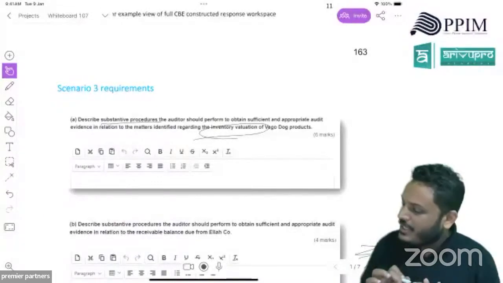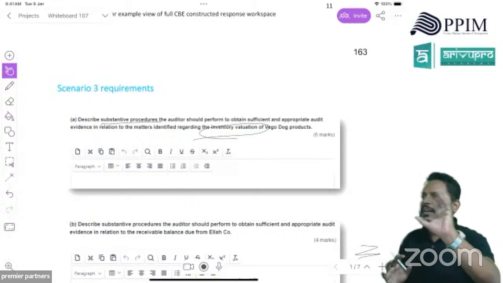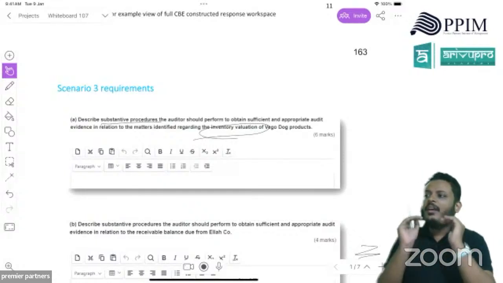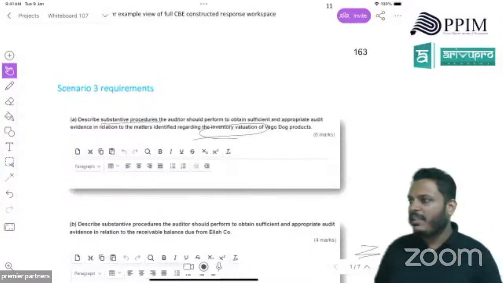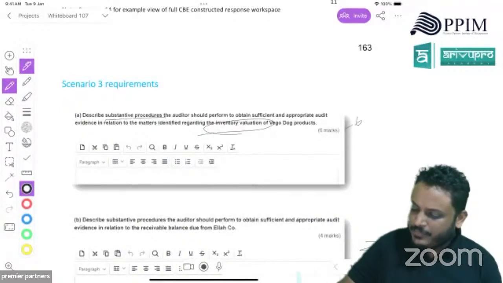Describe the substantive procedures. Here you can't write assertions, ARP and all. Just look at what the standard problem is. Try to understand what the standard or assertion is. Meet that requirement. 6 marks. 6 procedures you should write.